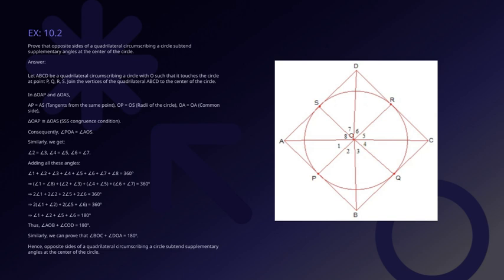Now, focusing on the triangles OAP and OAS, we see they are congruent by the side-side-side condition. Because AP equals AS, both are tangents from the same point, and OP equals OS, which are radii of the circle, and OA is common to both. These triangles are indeed congruent. And this congruence helps us conclude that the angles POA and AOS are equal. By connecting all these points, we reinforce the idea that the opposite sides of a quadrilateral circumscribing a circle subtend supplementary angles at the circle's center, tying everything back to the overall geometric properties we've been exploring.